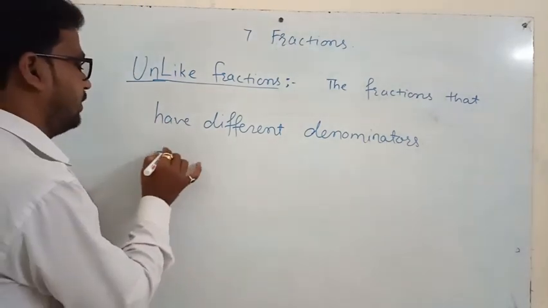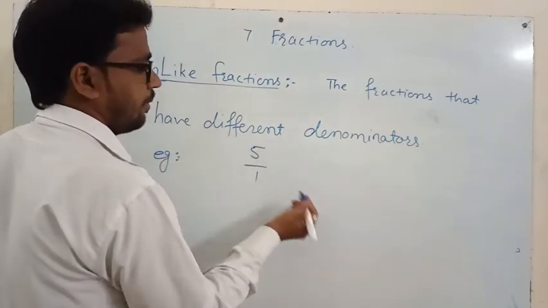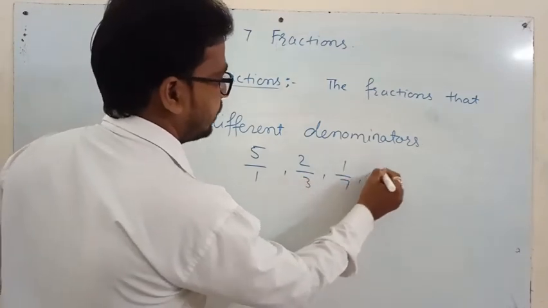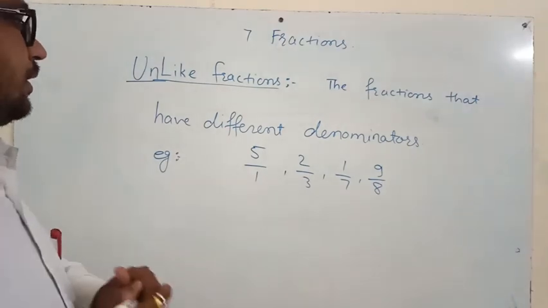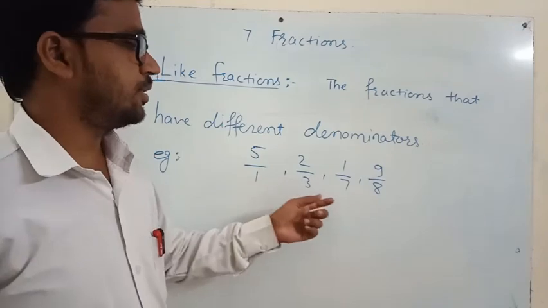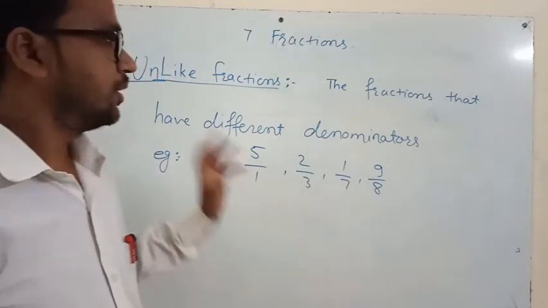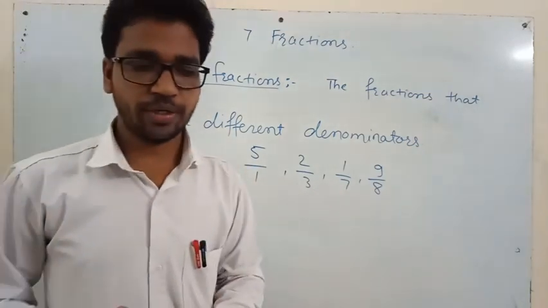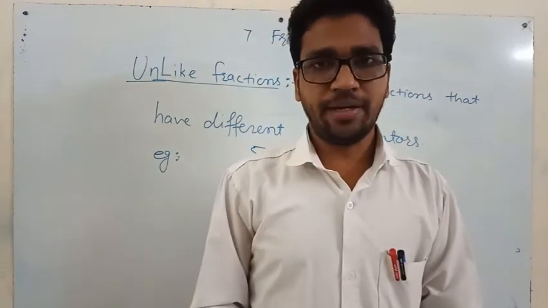So for example, here 5 by 1, 2 by 3, 1 by 7, 9 by 8. See, in each fraction there is a different denominator. No denominators are the same, so all these fractions are unlike fractions. So that is like and unlike fractions.